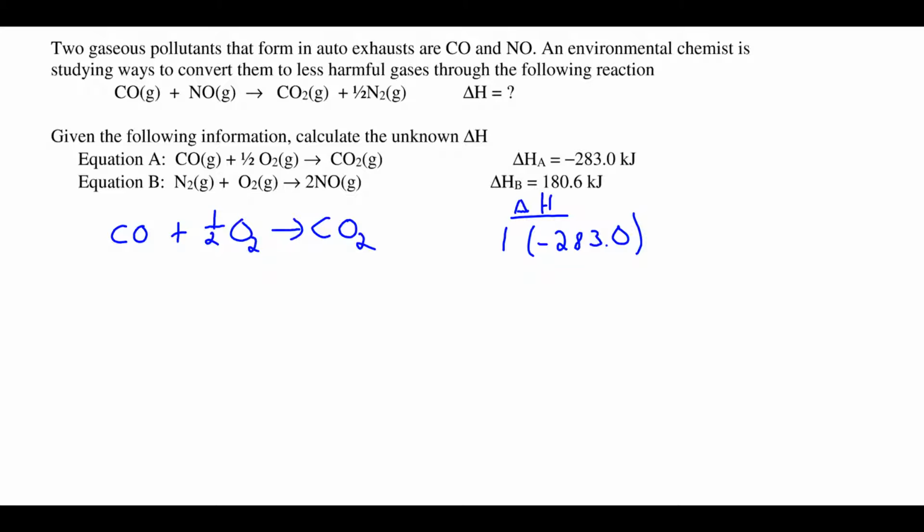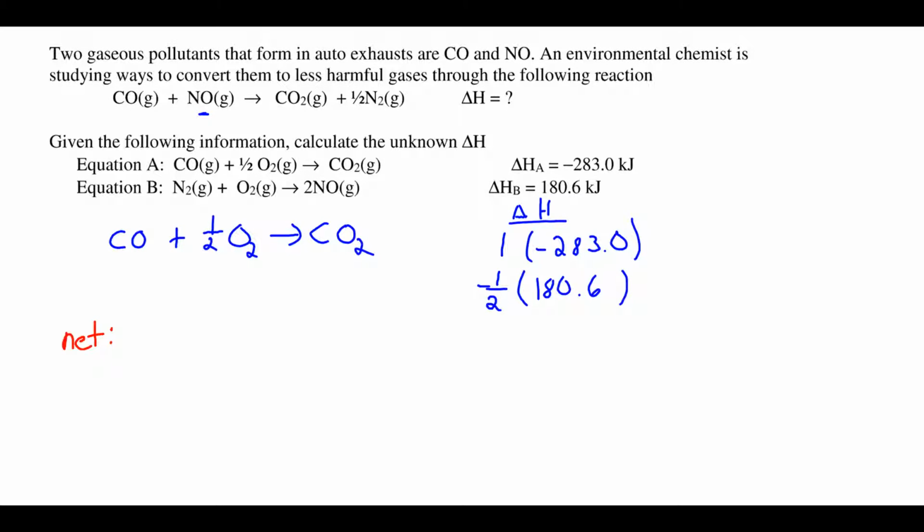Instead of generating 2 moles of NO2, when we reverse it, it will consume 2 moles of NO2. We only need 1, so we're going to multiply all of our coefficients by 1/2. So we reverse the equation, and we're going to multiply all the coefficients by 1/2. So we take our original value of delta H and multiply it by -1/2.